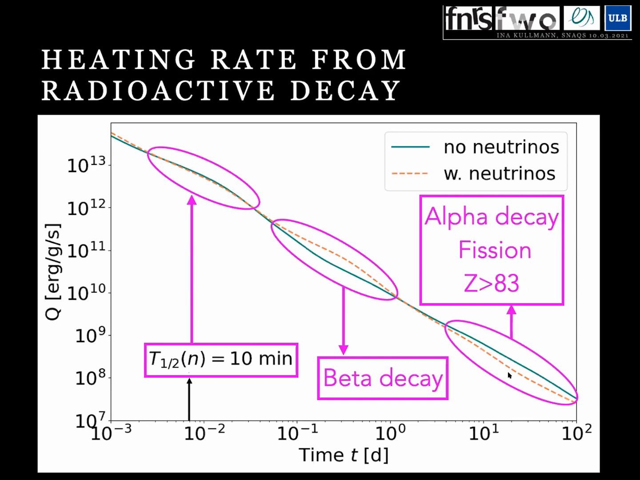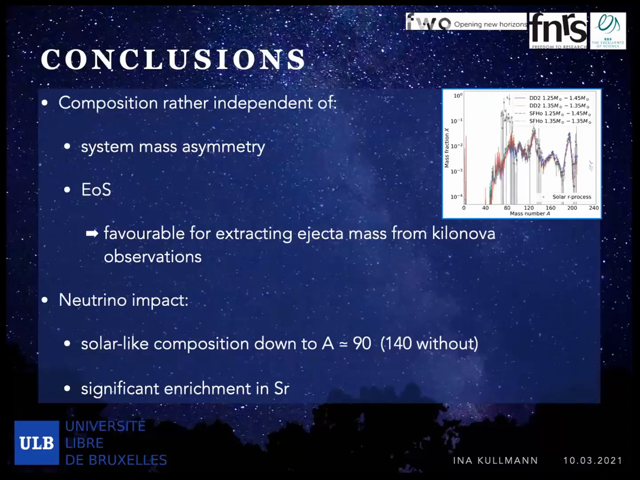So this is reflected in the heating rate, and this curve can also be converted, together with other models, to create a light curve, as discussed earlier today. So this is very interesting, that we can see the discrepancies between the models that include neutrinos or not. I will go to my conclusions now.